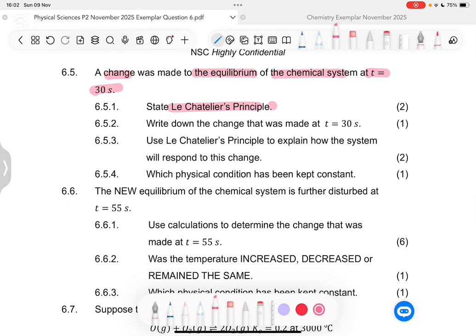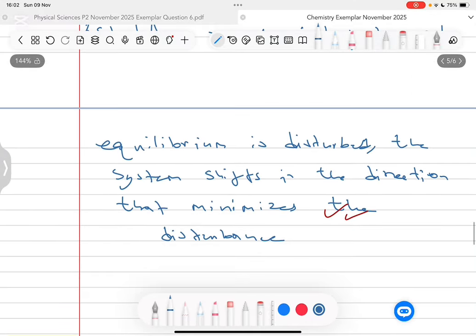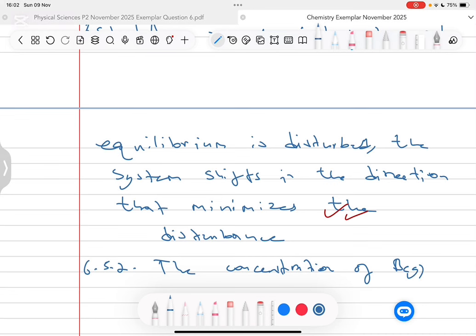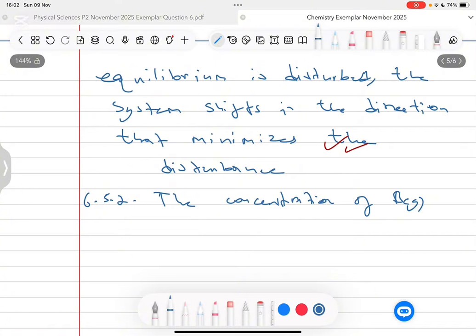Then the next question says to us here, write down the change that was made at t equals 30 seconds. We know that this change was the increase in the concentration of substance B. So I'm saying here the concentration of B was increased.